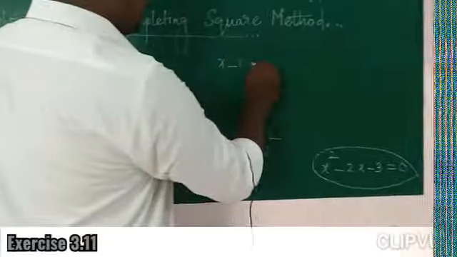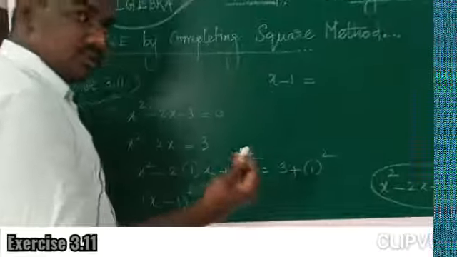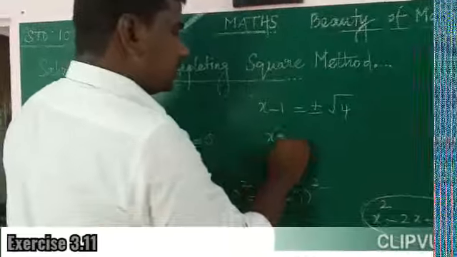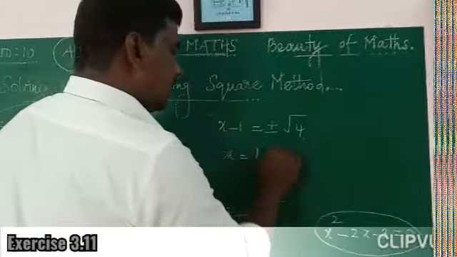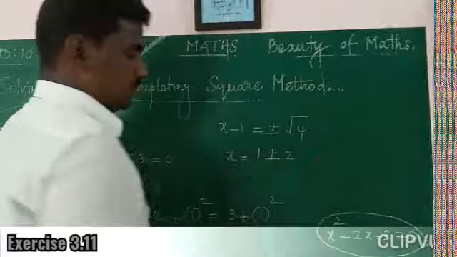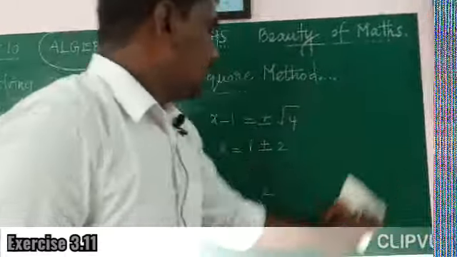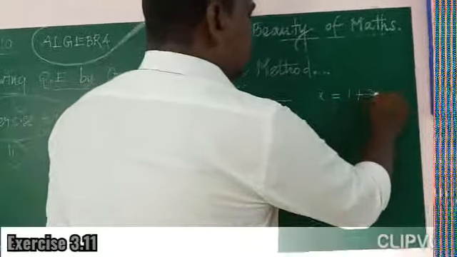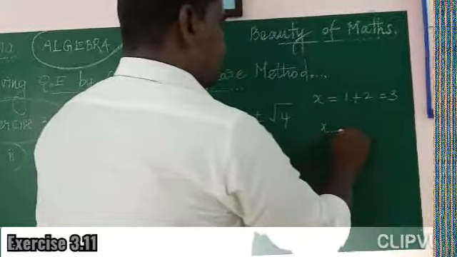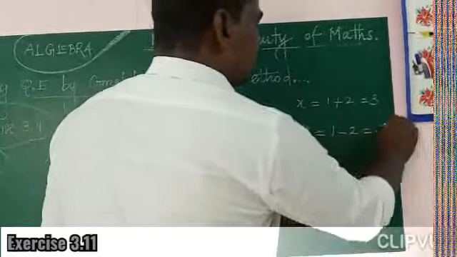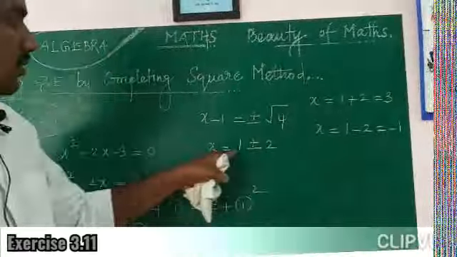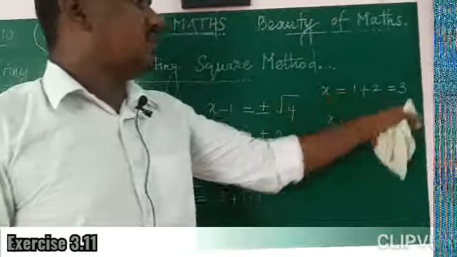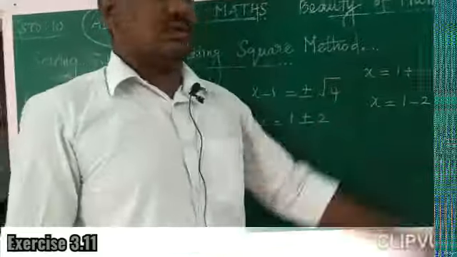X minus 1 is equal to, this square becomes square root, you know very well, plus or minus root of 4. So x is equal to, this minus 1 becomes plus 1, plus or minus square root of 4, which is equal to 2. So the required solution, x is equal to 1 plus 2, which is equal to 3. Next one, x is equal to 1 minus 2 is equal to minus 1. Okay, x is equal to 1 plus or minus 2 is the solution. So if you take plus, 1 plus 2 equal to 3. If you take minus, 1 minus 2 equal to minus 1.